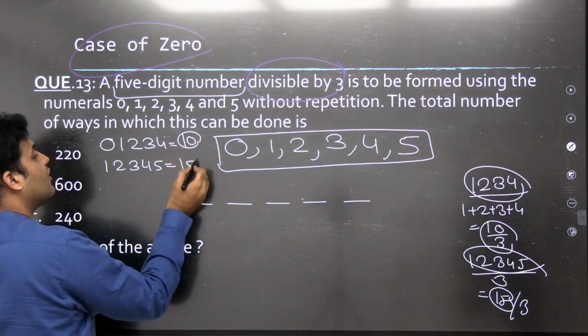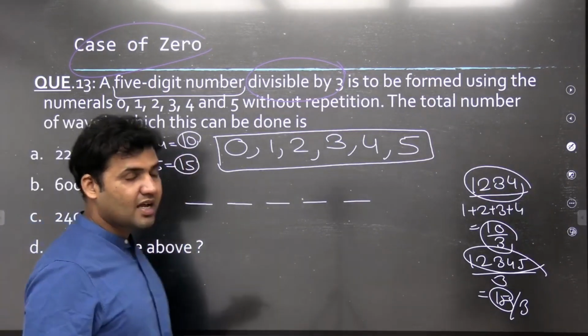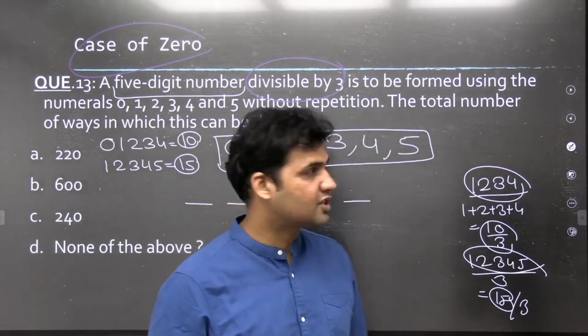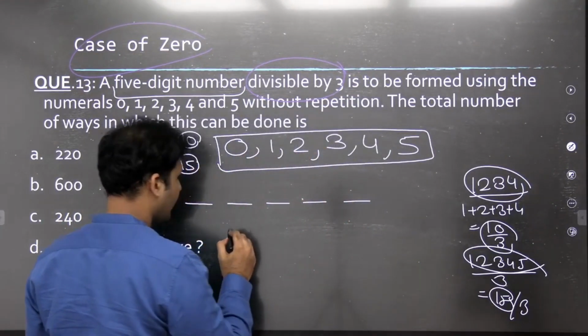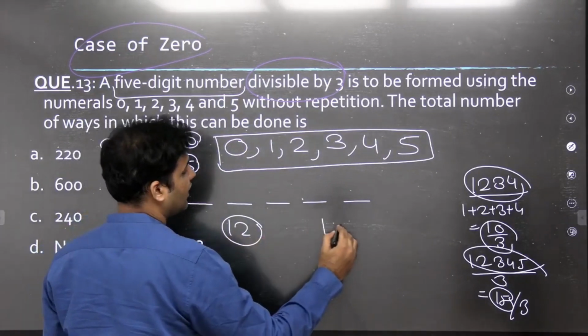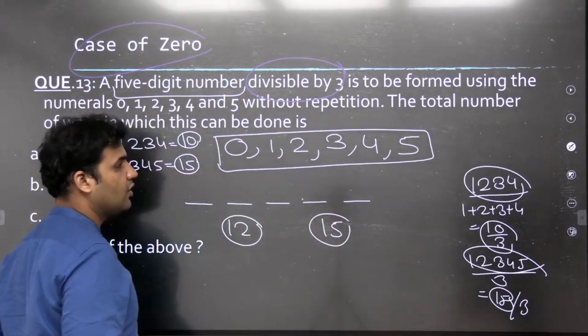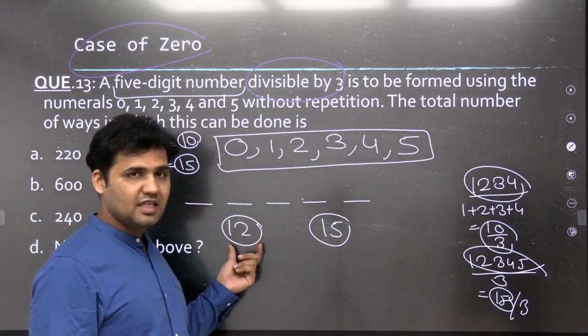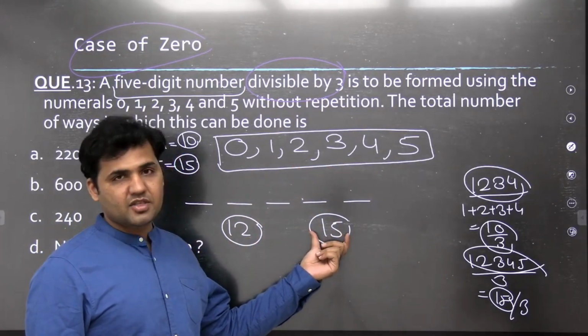Now you see that from 10 to 15, what are the multiples of 3? From 10 to 15, the first multiple of 3 is 12. The second multiple is 15. Now we get to know that if I use any 5 digits, the possible sum is either 12 or 15.